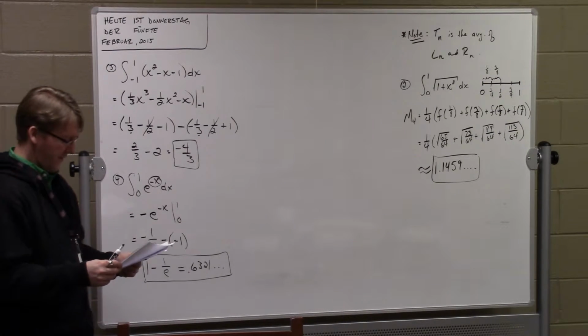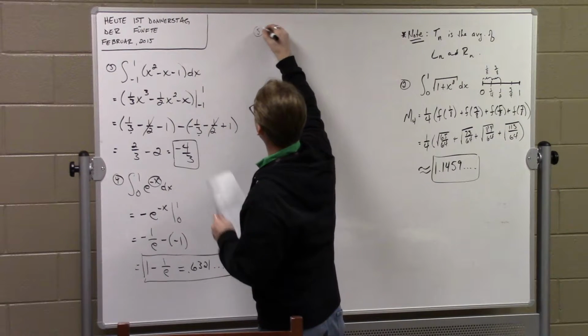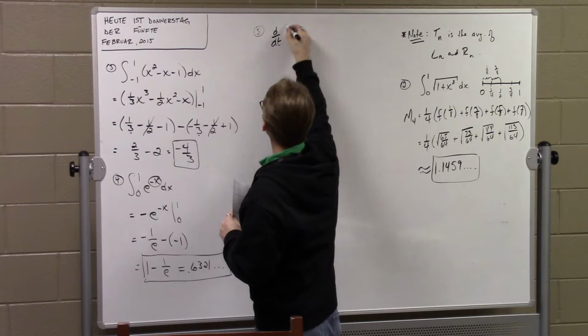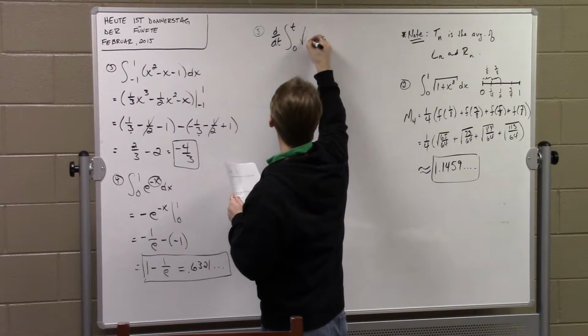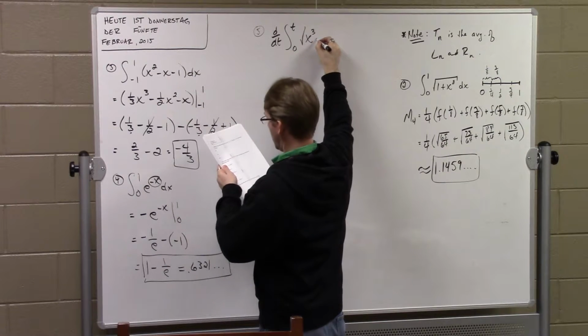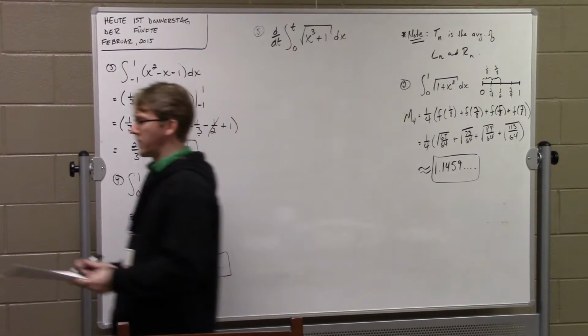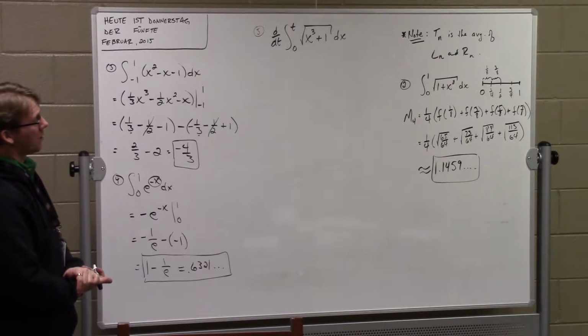All right, number 5, again, is another one of those thank you questions. You have d dt of the antiderivative from 0 to t of square root of x cubed plus 1 dx. Tried to fool you a little bit by flip-flopping the t's and x's in this one, but that shouldn't have been a big deal at all.